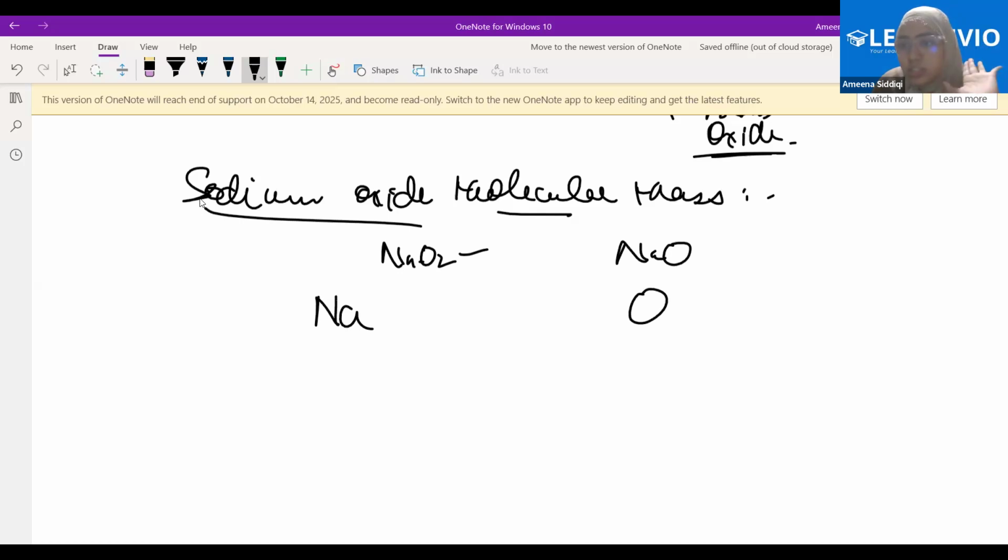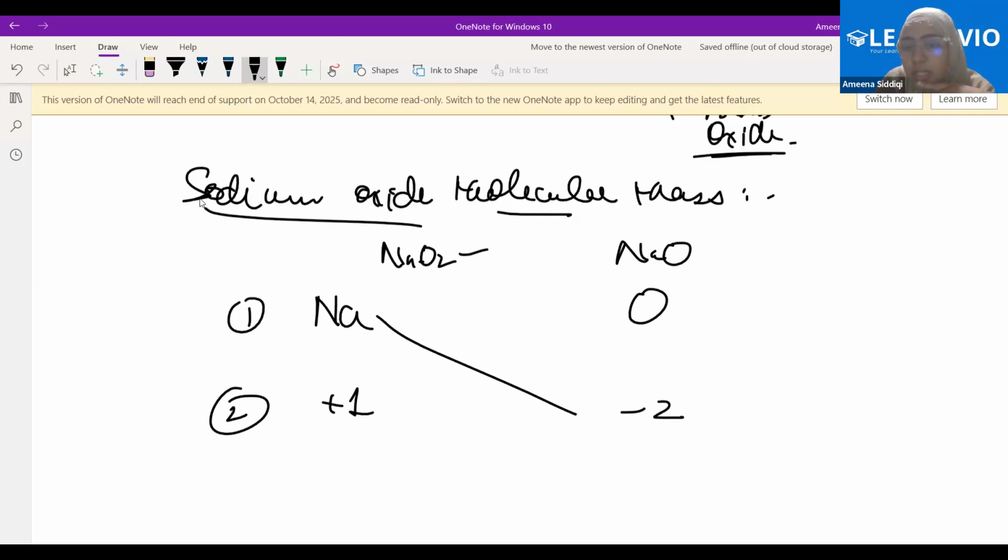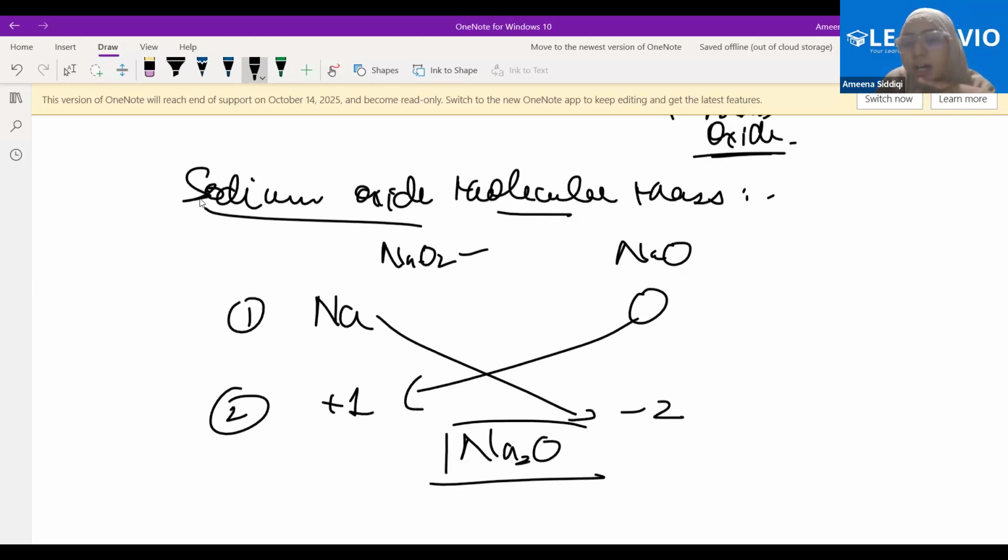So I will write sodium and oxygen here. We don't have to add. Sodium and oxygen, the symbols, this is the first step. The second step is Amar, write the valency. Sodium is +1, oxygen is -2. Crisscross them. What do I get? Do I get Na2O?